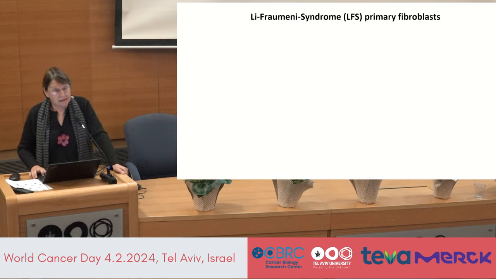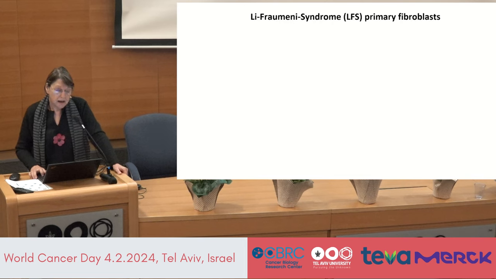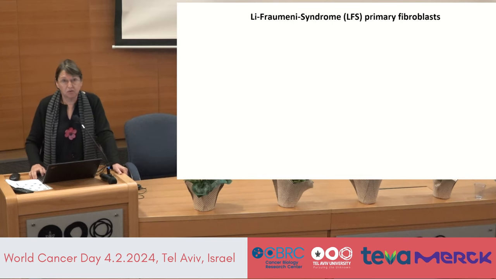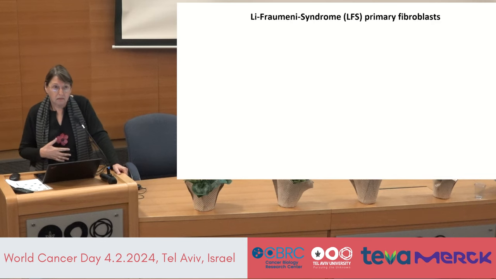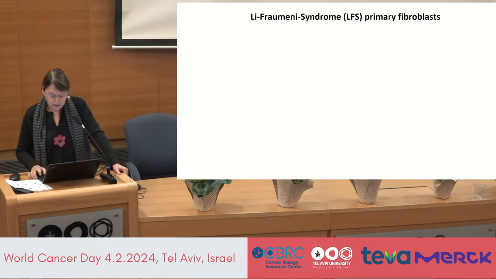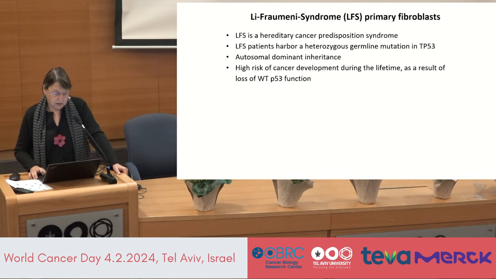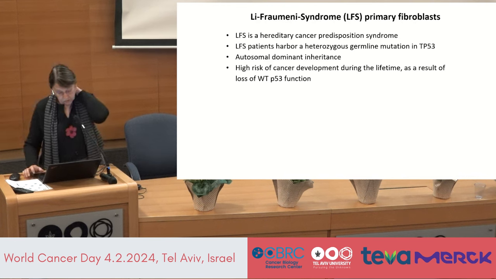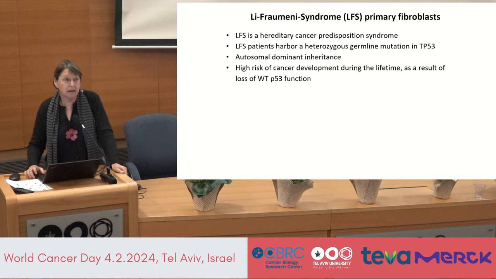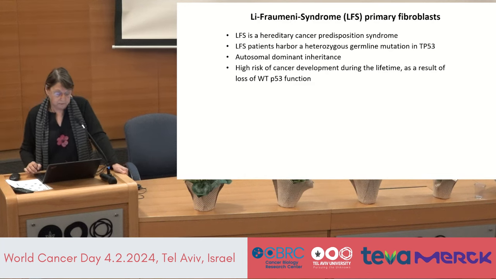And the second system that we are studying are cells from a syndrome called Li-Fraumeni syndrome, and we are studying primary fibroblasts of these patients. So Li-Fraumeni syndrome is a hereditary cancer predisposition syndrome. And the patients are born with a heterozygote germline mutation in P53.